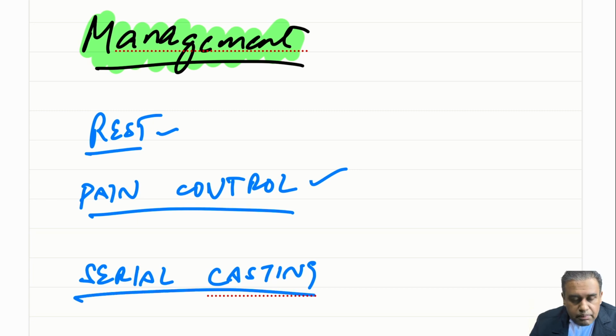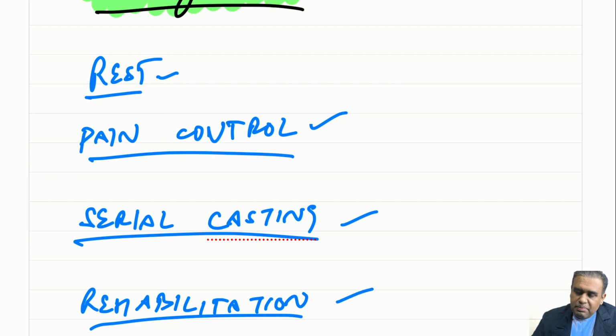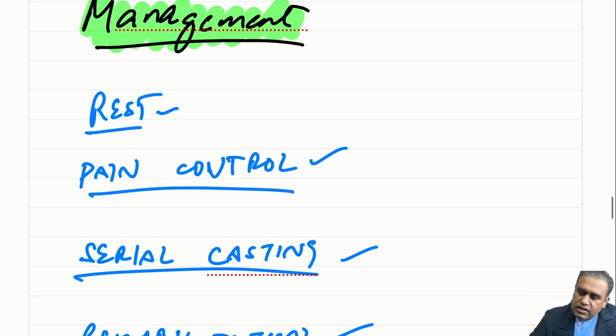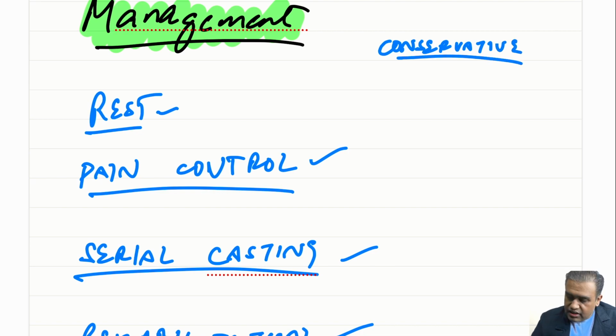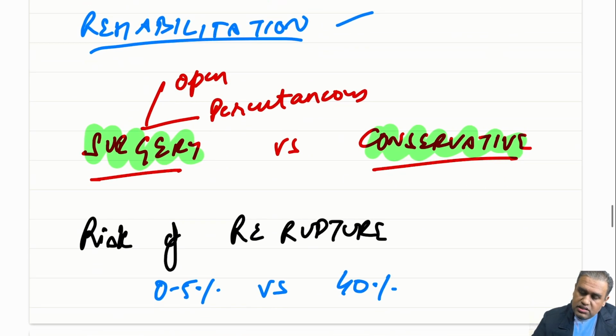Then for people who are not going for the surgery, there could be conservative treatment also, or even you have to buy some time, you do a serial casting and finally some rehabilitation has to be done. This is a basic management, or you can say a conservative management in this particular Achilles tendon.